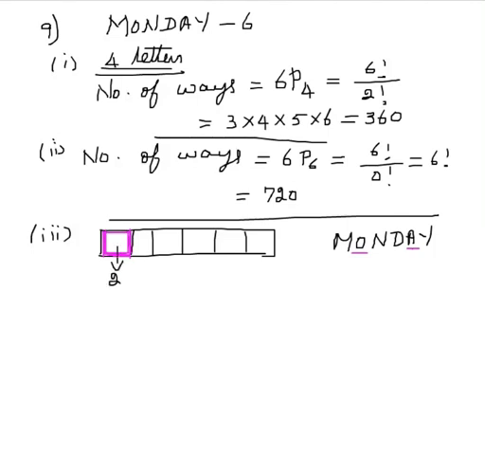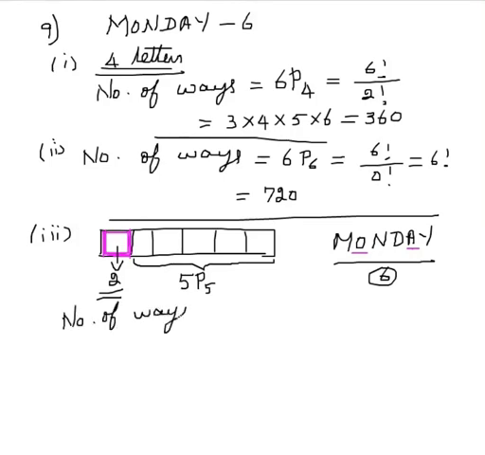I have told you if you have a condition for a certain position, it cannot be included in P formula. Now for the rest of the positions we can use P. Out of these 6 alphabets, we have used 1 for the first position. Now we have remaining 5 alphabets and all 5 we have to arrange. So 5P5. So number of ways for the first place is equal to 2. That is either O or A.